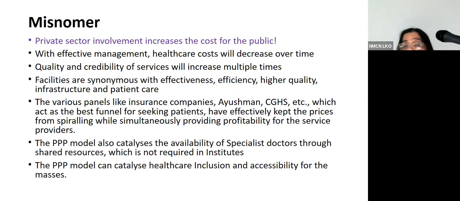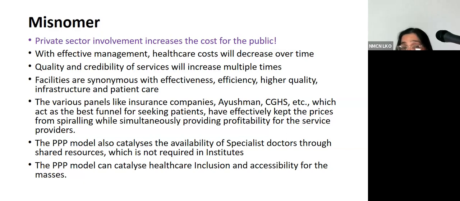PPP is a misnomer because I'm quite hopeful and I have to do it, so I have to take it in a positive way, and I hope it will run properly in our institute, in our department. So I have taken it in a positive way. That's why I'm saying it's a misnomer. It's a private sector involvement. Everybody says if there is private sector involvement, there is an increase of cost for the public, but it is not always true. We have to be hopeful, and we have to customize everything according to our needs.